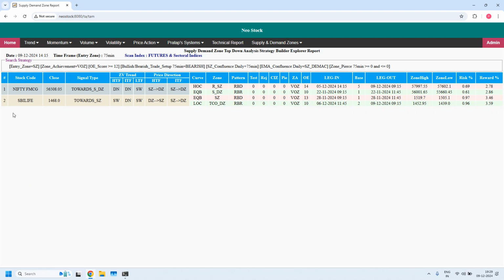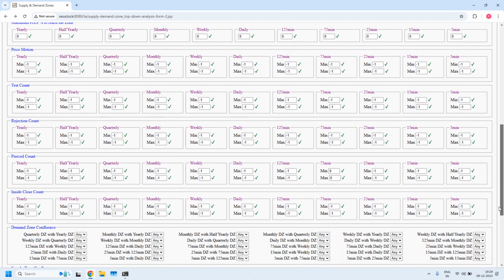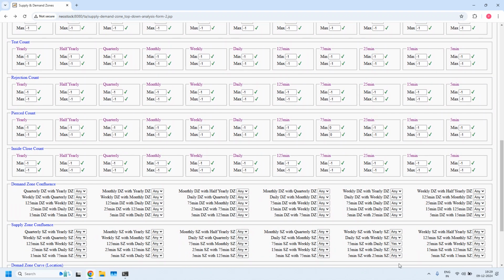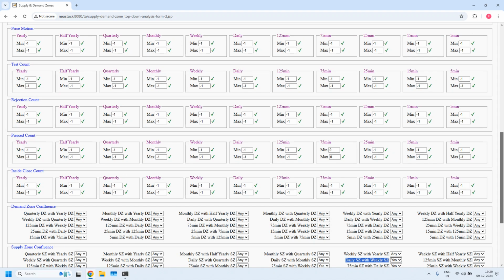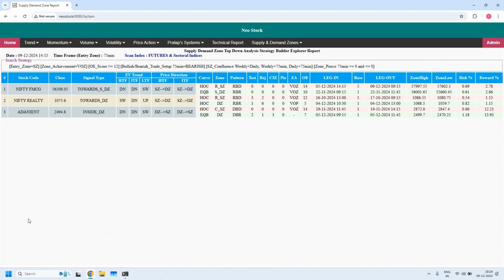Okay, next let us look for LTF, ITF, HTF zone confluence. I am removing EMA filter in the supply zone confluence. Already one filter is enabled, 75 with daily. Next, second filter, 75 minute supply zone with weekly supply zone confluence, daily supply zone with weekly supply zone confluence. With all the 3 LTF, ITF, HTF supply zone confluence, we got 3 stocks.